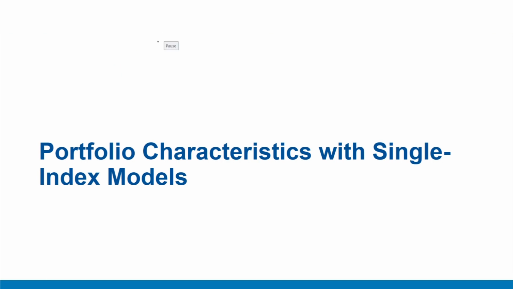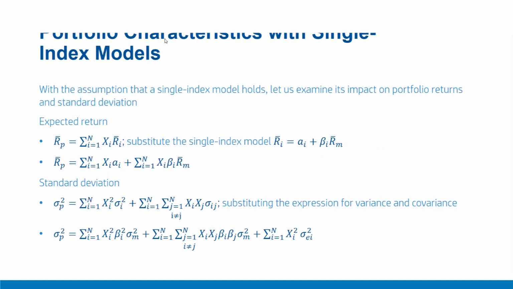Portfolio characteristics with single index models. In this video, we'll discuss various portfolio characteristics such as expected return and risk in the presence of single index models. Now, with the assumption that the single index model holds, let us examine its impact on portfolio returns and standard deviation. The expression for expected returns on portfolios is provided by this equation: Rp bar equals summation xi Ri bar, i equal to 1 to n.